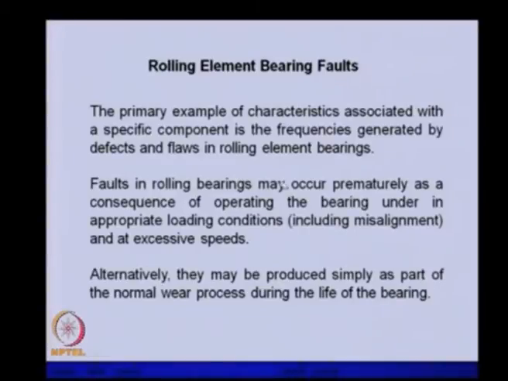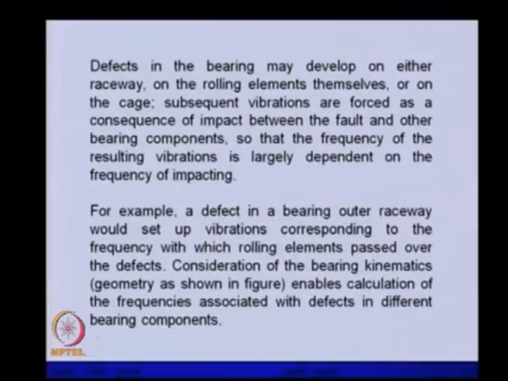Faults in rolling element bearings may occur prematurely as a consequence of operating the bearing under inappropriate loading conditions, including misalignment and excessive speeds. Alternately, they may be produced simply as part of the normal wear process during the life cycle of the bearing. Defects in the bearing may develop on either raceway, on the rolling elements themselves, or on the cage.